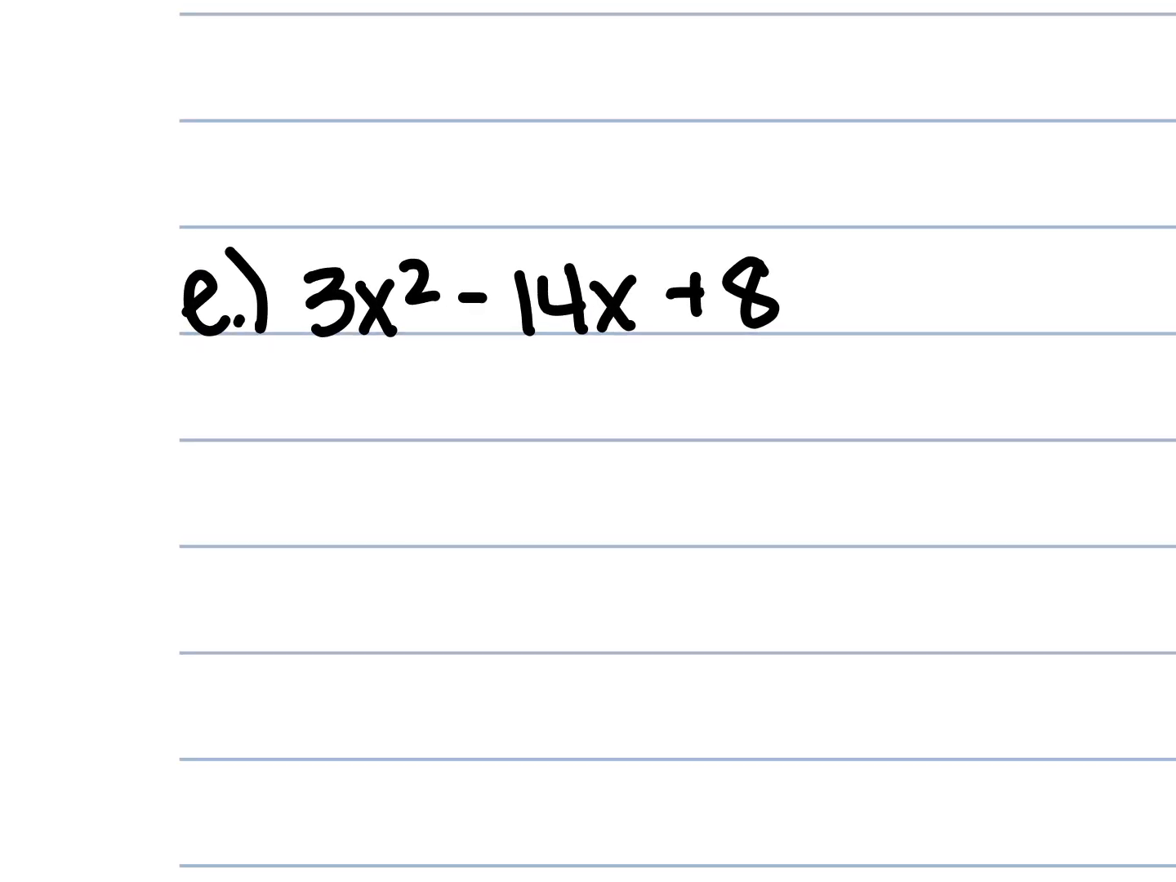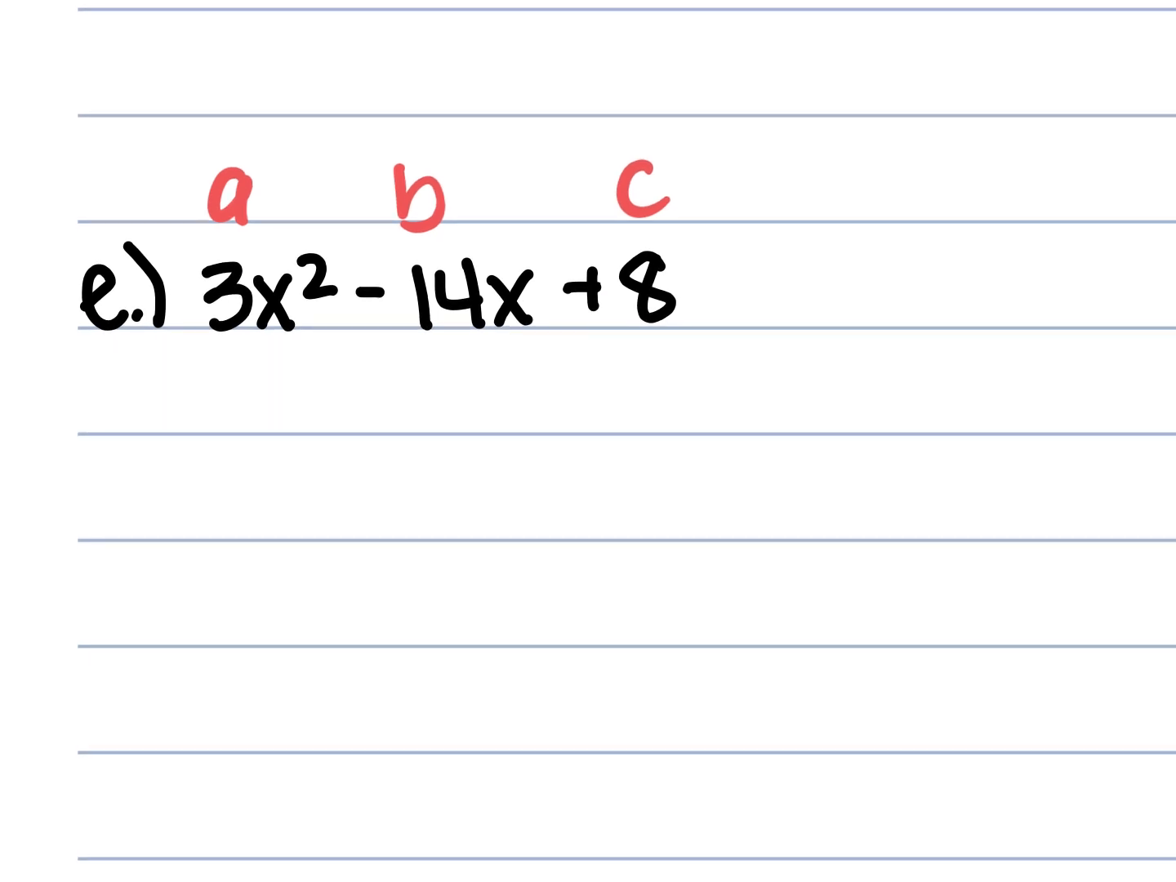Let's do E. What do I always look for first? GCF, baby. What's the GCF? Nothing. So what do I do next? A times C. Well, what's A? What's B? B is negative 14. What's C? 8. Now I multiply A and C. What is A times C? Not 21. 24. Okay?